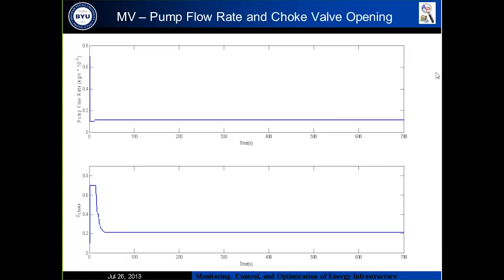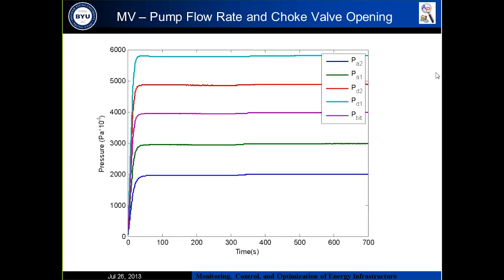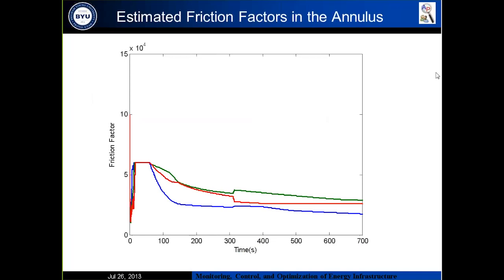So these are the results I had, and I let it run for some time to make sure it became steady state. These are the changes of the manipulated variables over time that the controller has reported. And these are the trends of change for my pressure. The purple one is the borehole pressure, and the others are my annulus and also the drill string pressures. And here is the friction factor that has been estimated.